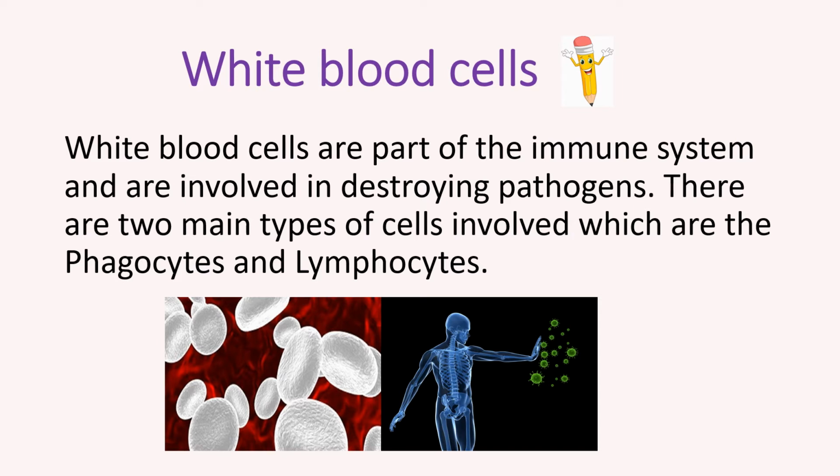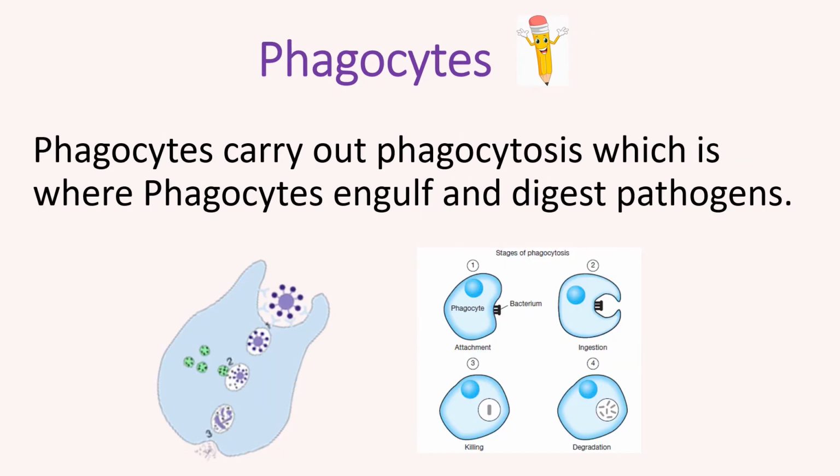So let's look at phagocytes in more detail first. So phagocytes carry out phagocytosis, which is where the phagocyte engulfs and digests the pathogen. So as you can see in this diagram, the white blood cell phagocyte wraps round the pathogen, it engulfs it, and it digests it with enzymes. Make sure you do not say eat, it's always got to be engulf and digest. You will lose your mark if you say eat. So phagocytes carry out phagocytosis, which is where they engulf and digest pathogens.